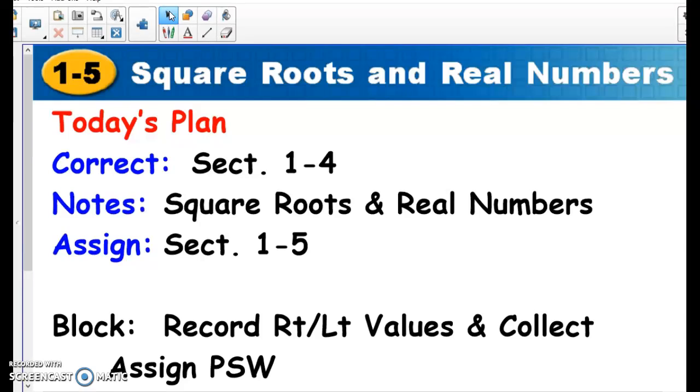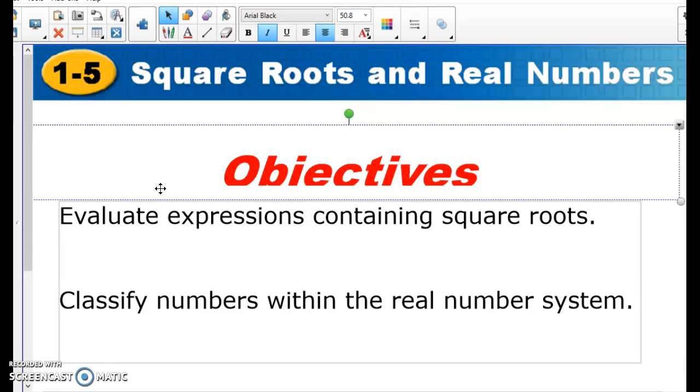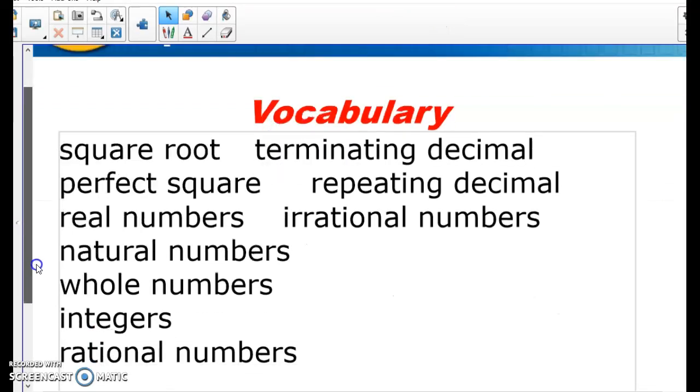Alright, so this is probably going to be one of the more difficult lessons we've done so far. Not because it's hard, but because of all the things that you have to remember. First part is going to be evaluate expressions with square roots, and the other part is going to be to classify numbers. This is going to be the tough part. So lots of vocab to go over.